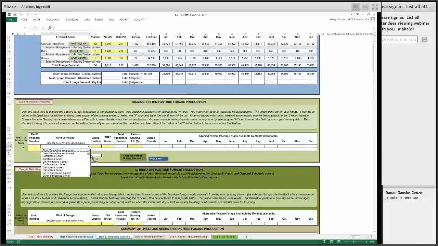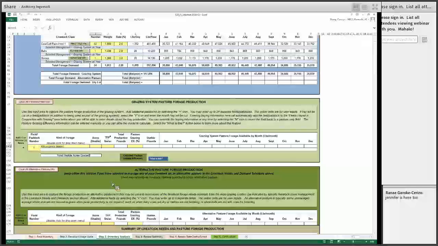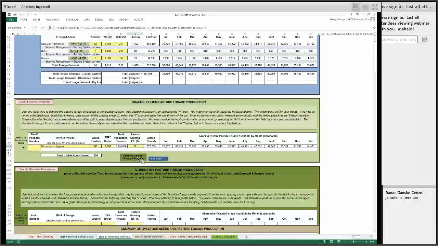Okay, so we're going to go down and find kikuyu grass, upper, and that's our selection. Our usable acres, he has about 330 acres, our map told us. And we said that we were going to use an estimated forage production of 7,000 pounds per acre. And once we enter all that, we can click on Calculate Pasture Grazing Efficiency. And it's figuring that with a single pasture, the grazing efficiency is only 25%.